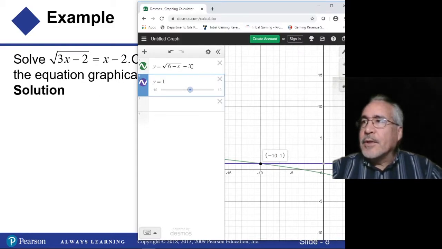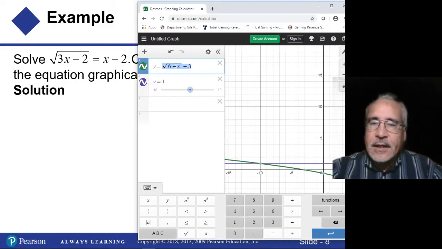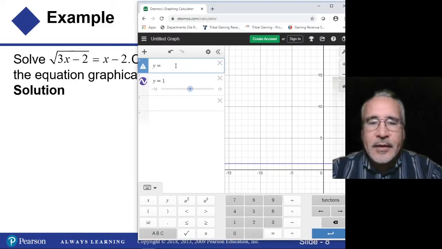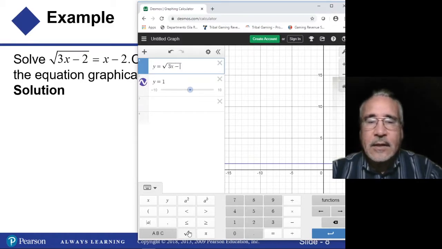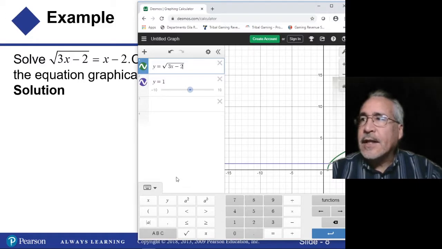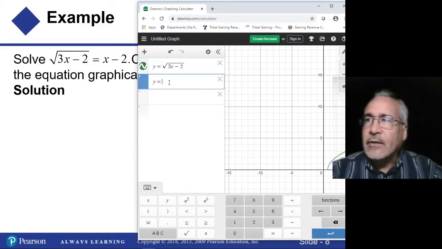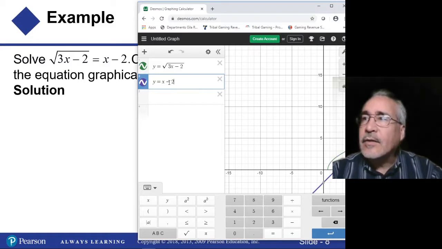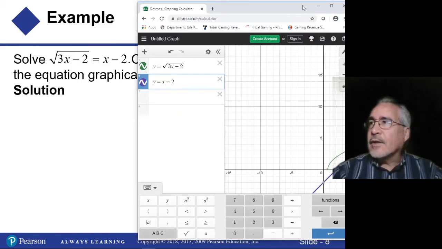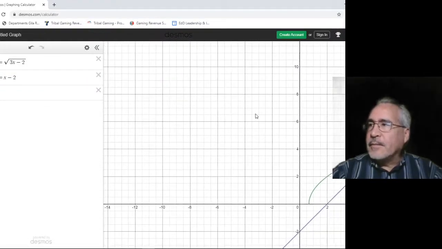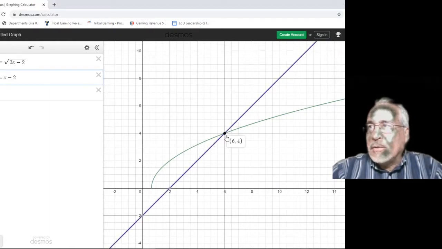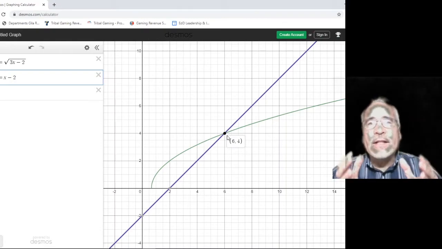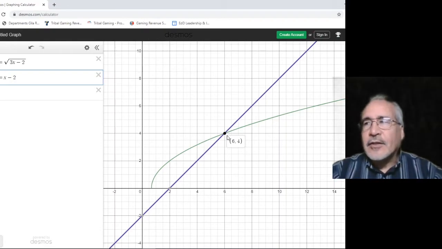Okay, so what we put in here, now this one will be a little different because it's got x's on both sides. So we do the square root of 3x minus 2. That's one side. The other side is y equals x minus 2. Okay, so those are our two. And then I can just click and drag it over, and I see the solution right here. It looks like 6, but I just click. Boom, there it is, 6, 4. It shows me that's an intersection. x equals 6. That's our solution.